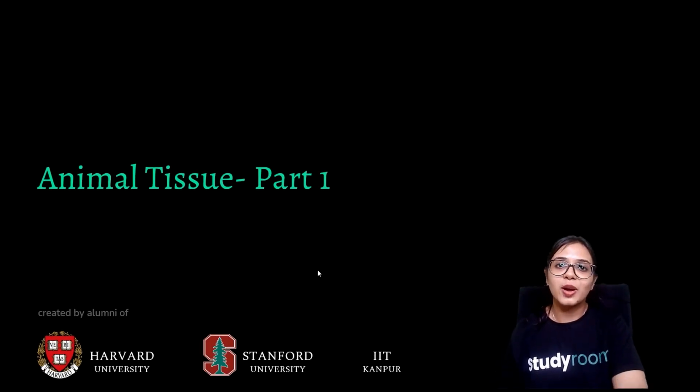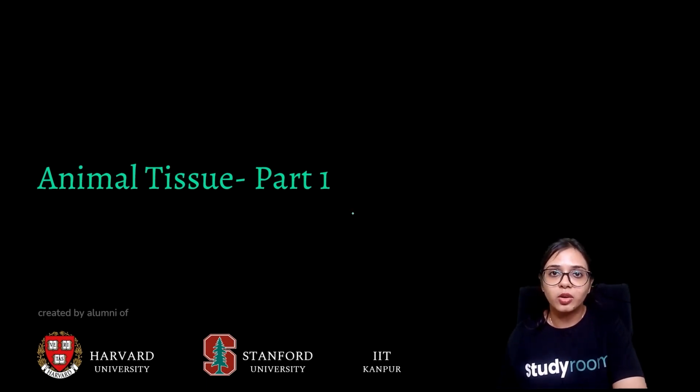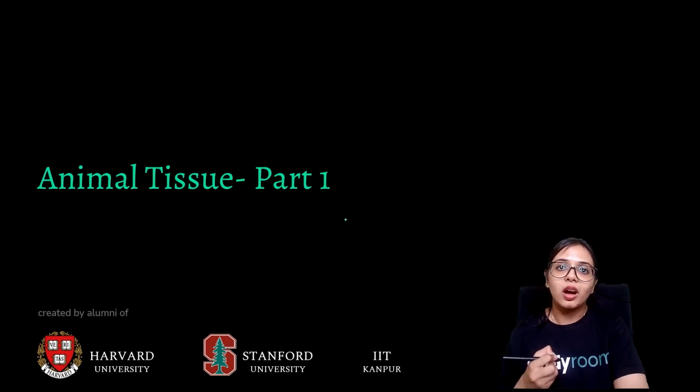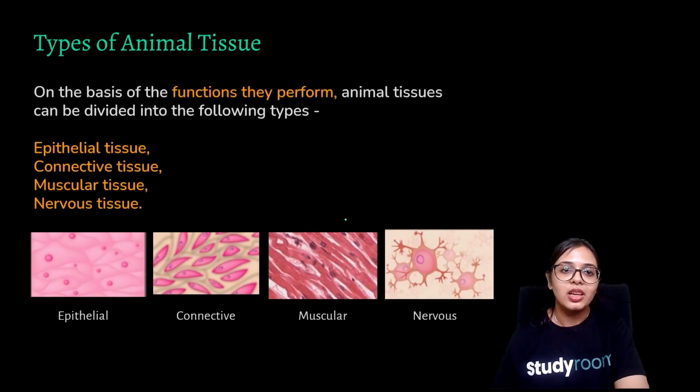Let's move on to the next part of the chapter, where we'll be dealing with animal tissue. We have had a look at plant tissues in detail. Let's talk about the various kinds of animal tissues, what structure they form in the animal body, and what the particular function of these tissues is. Let's find out. First of all, let's have a simple classification.